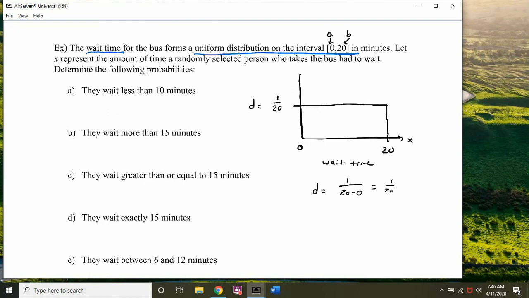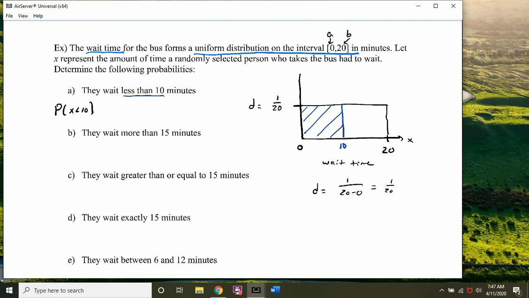But now, given that we figured out what that height was, we can come up with these probabilities. So let's take a look. What's the probability that we randomly select someone who waits less than 10 minutes? I'm going to write it like this: probability X is less than 10. So what we do is we come over to the graph, and I'm going to highlight where 10 is. And if I want to wait less than 10 minutes, I'm going to shade this thing to the left.